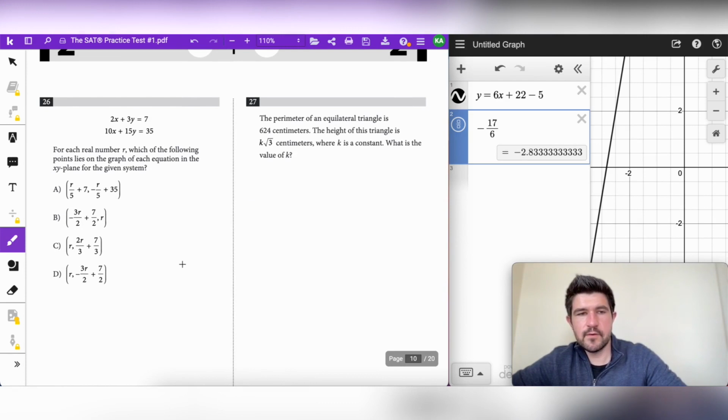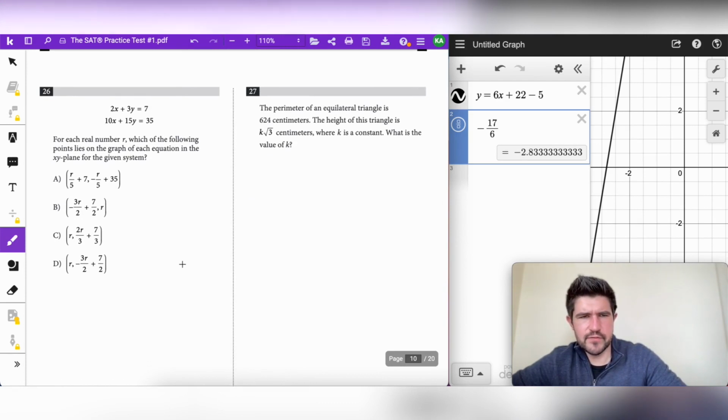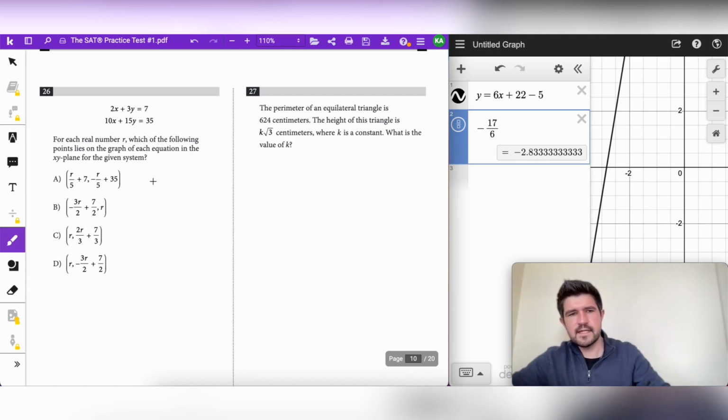We've got only 2 more questions. For each real number r, which of the following points lies on the graph of each equation in the xy plane for the given system? This is a good question. However, first thing I noticed, and maybe this isn't going to help, but I noticed it anyway, is that both of these equations are actually the same line.